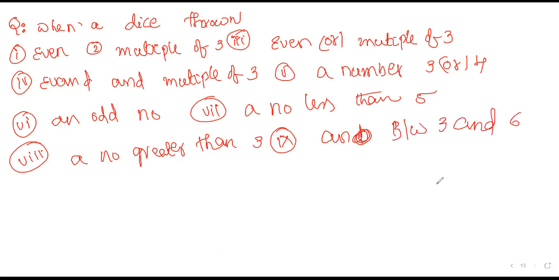Now we'll see these basic questions which were repeatedly asked in exams. What is the total outcomes? The total outcomes are only 6, isn't it? Yes. What is the first question? Even number. When a dice is thrown, what are the even numbers? They are 2, 4, 6, isn't it? Then P of A is equal to 3 out of 6. 3 out of 6 means 1 out of 2. Then what is question number 2? Multiples of 3.